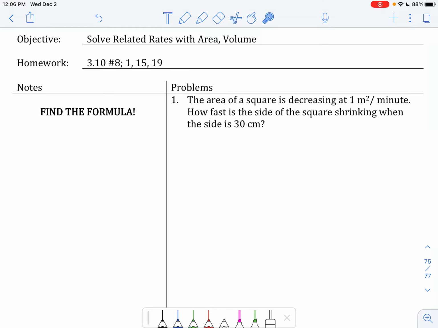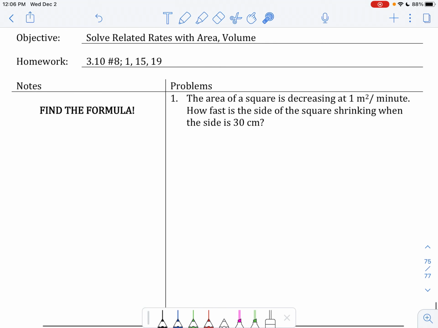Hello all. So our last type of related rates problem is going to do with area and volume. Again, we've got just a small problem set here, 4 problems for us to practice on because they do take a little bit longer. Let's get out our notes and we're going to get started.